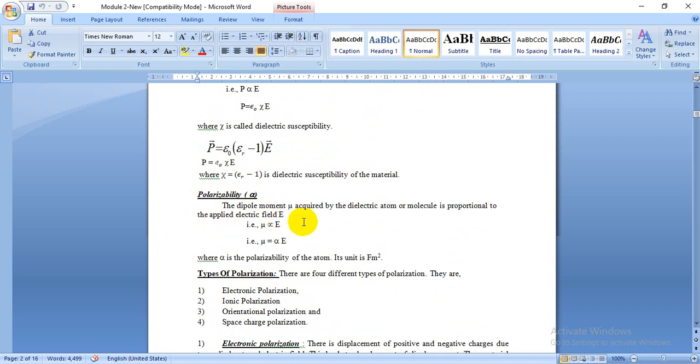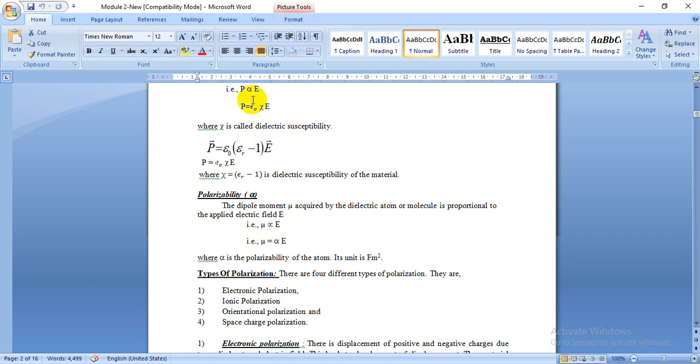The dipole moment acquired by the dielectric atom or molecule is proportional to the applied field. We know that if polarization is directly proportional to electric field, obviously the dipole moment is also directly proportional to electric field. Whenever the proportionality symbol is removed, we need to introduce one constant. That constant is termed as polarizability alpha: mu is equal to alpha into E. Here alpha is the polarizability.